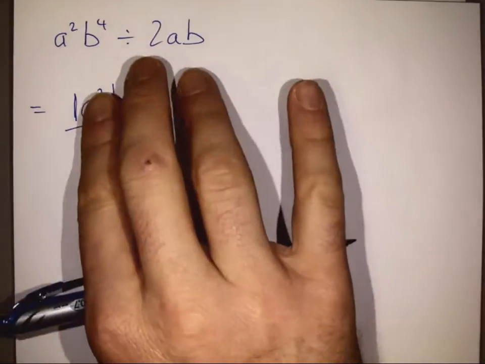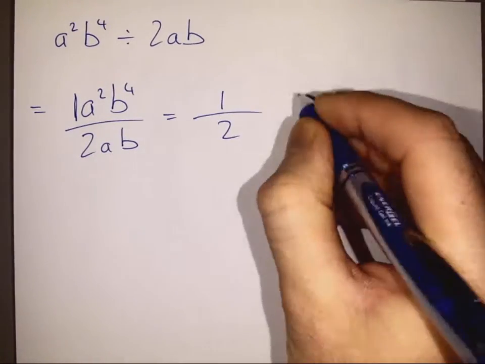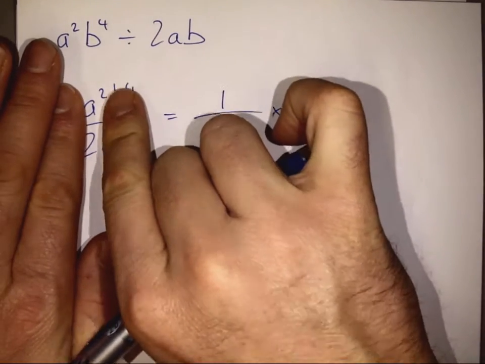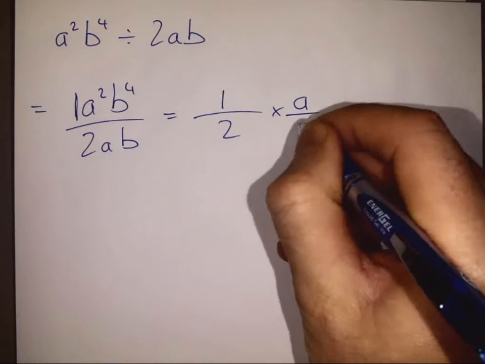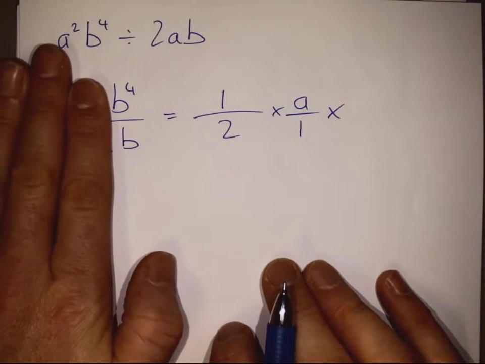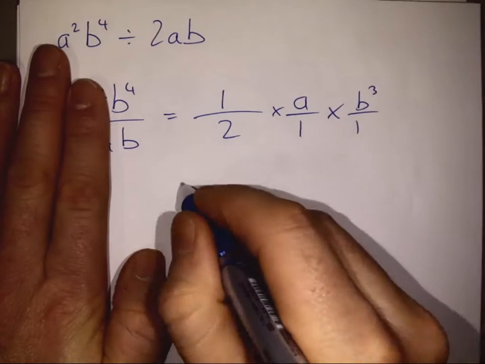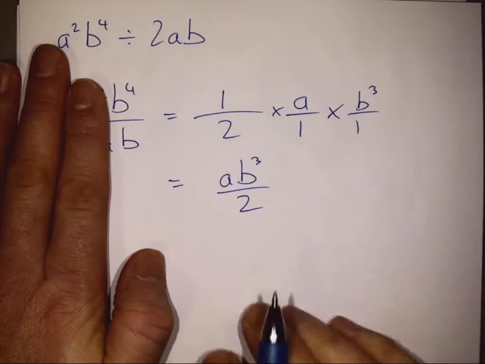So dealing with the numbers first, we can't simplify that any further, and we get a half. Multiplied by, looking at our a's, 2 minus 1, we're dividing, so we subtract the powers. That's going to be a to the power of 1 over 1, multiplied by, looking at the b's by themselves, b to the power of 3 over 1, and that tidies up to a times b cubed all over 2.